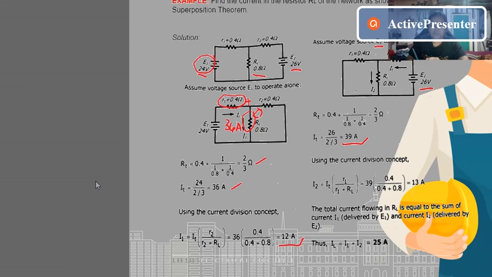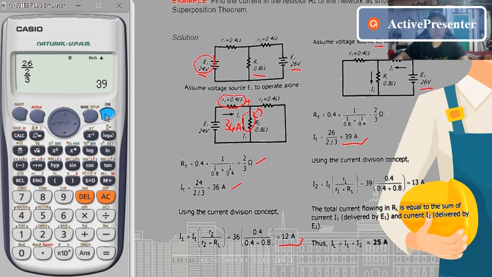So solving for our I2 using current division concept gihapon. So I total multiply to R1 over R1 plus RL. Itong na-solve nga total current is 39. R1 na to is 0.4 divided by 0.4 plus 0.8. Our I2 will be 13 amperes.